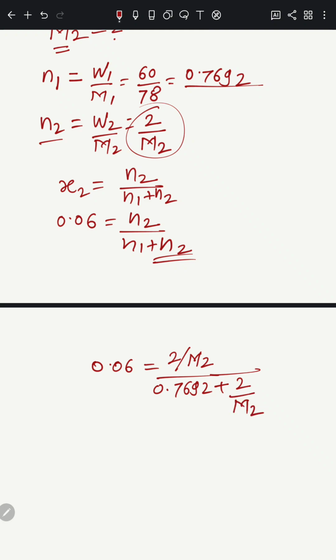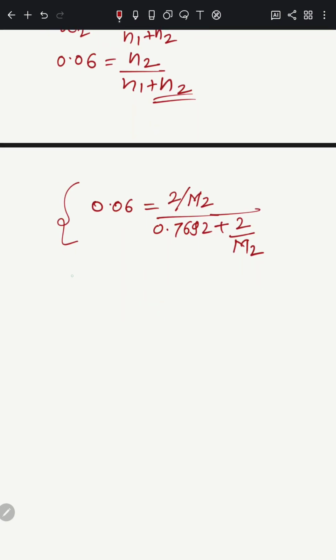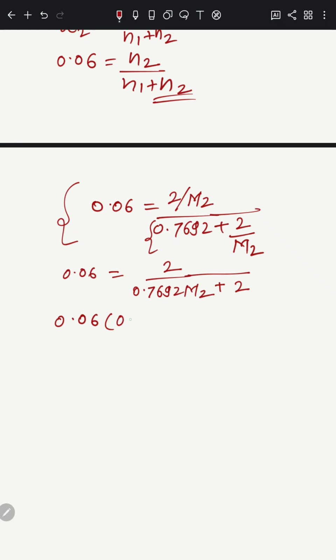आता तुम्हाला फक्त काय काम करायचं, you have to sort that particular calculation, then lastly you will get the value of M2. मग आता बघा बरं, 0.06, आता हे आपण डिनॉमिनेटर पहिले सॉर्ट करू. 0.06 is equal to 2 upon, याला जर आपण क्रॉस मल्टिप्लिकेशन केलं, 0.7692 M2 plus 2, आणि या वरच्या न्यूमरेटरचा M2 आणि खालचा जो डिनॉमिनेटरचा M2 होता, दोन्ही काय झाले कॅन्सल. Now what I am going to do, I will shift it now. आता कसं शिफ्ट करायचं बघा, 0.06 multiplied by 0.7692 M2 plus 2 which is equal to 2.